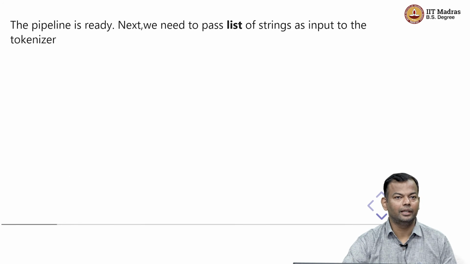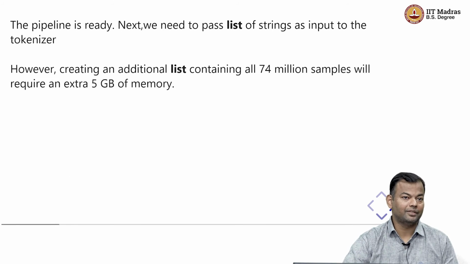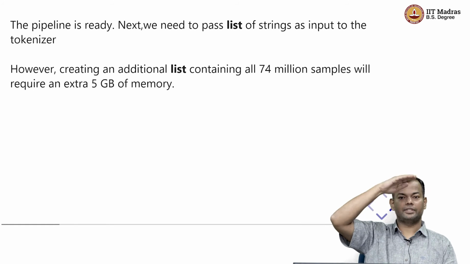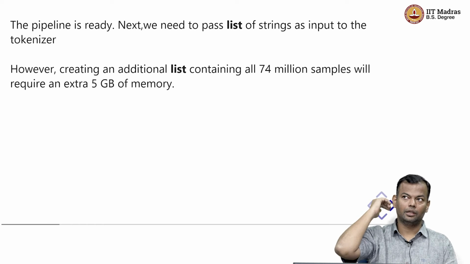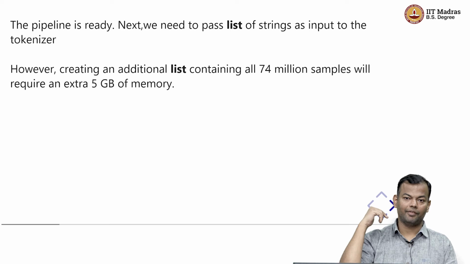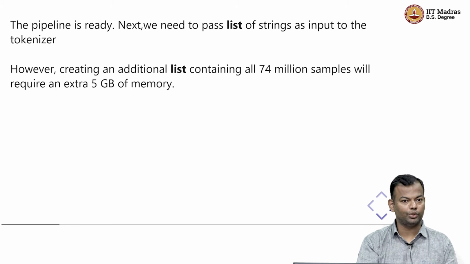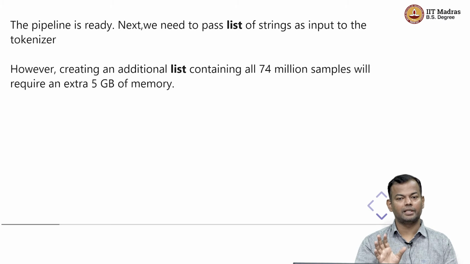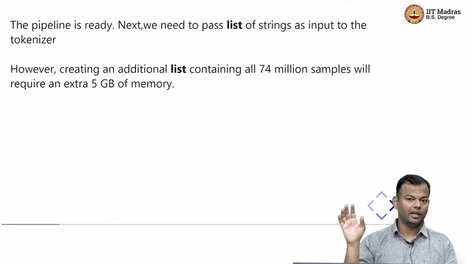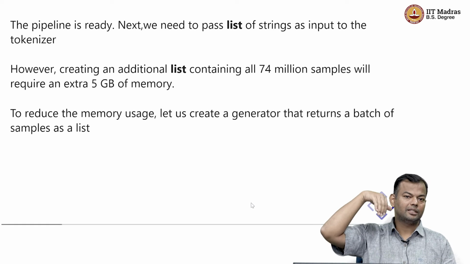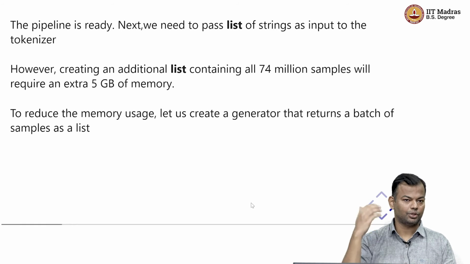Okay, let's go ahead. Now the pipeline is ready, right? So we have created the series of steps you want to do. We have specified the normalizer, we have specified the pre-tokenizer, we have specified the model that we want to use, which is BPE. For that model, we have also created a trainer with some specifications of the vocabulary size, the special tokens and all of that, right? And now we want to pass these 74 million samples through it.